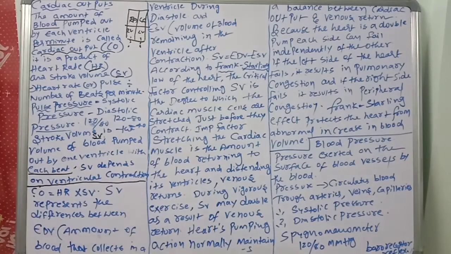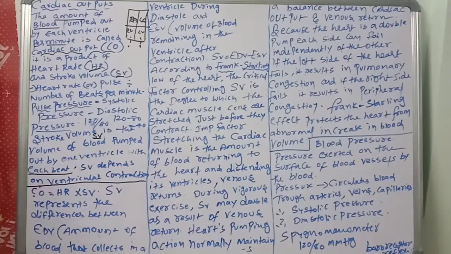So high BP, low BP. If the blood pressure is more than 120 by 80, it is called high blood pressure. If the blood pressure is lower than 120 by 80, it is called low BP. So mainly, what is the blood pressure definition?